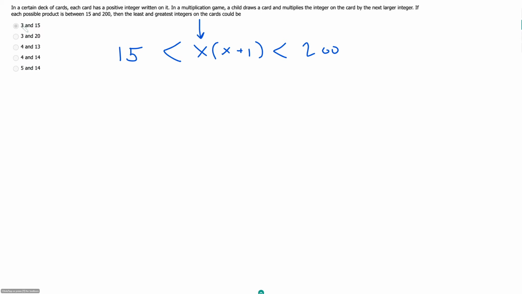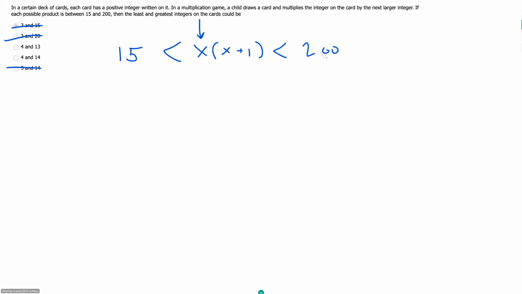So if we draw a 3 on our card, we're going to have 3 times 4, which is 12. And so we're not there yet. So we can eliminate A and B based on this. 4 times 5 gets us to 20. So now we're within the range. That means this lower bound of 5 can't be our answer because it's not going to be the lowest possible value.